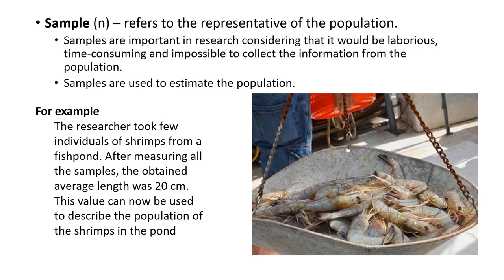When we say sample, this refers to the representative of the population. Samples are important in research considering that it would be laborious, time-consuming, and impossible to collect the information from the whole population. Samples are used to estimate the population as well. For example, the researcher could take a few individuals of shrimps from a fish pond, and after measuring all the samples, the obtained average length was 20 centimeters, for example, and this value can now be used to describe the population of the shrimps in the pond.